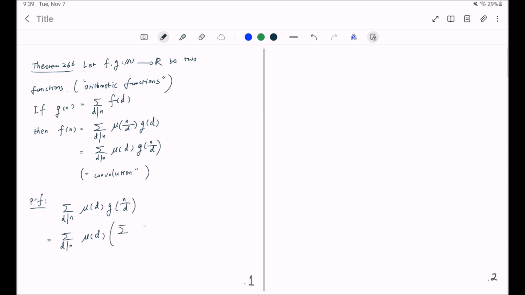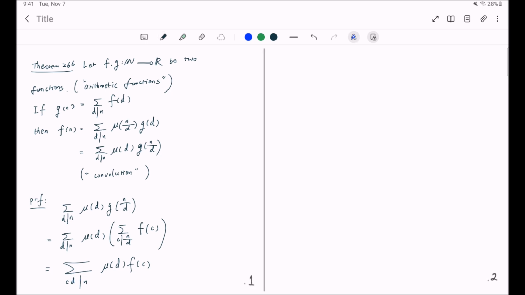And now you are treating n over d as a separate integer. So now we are considering all divisors of n divided by d of f of c, where c ranges over all divisors of n divided by d. And now we're going to merge these 2 iterated sums into one sum. These 2 sums together will give us the summation of mu d times f of c, where c times d divides n.